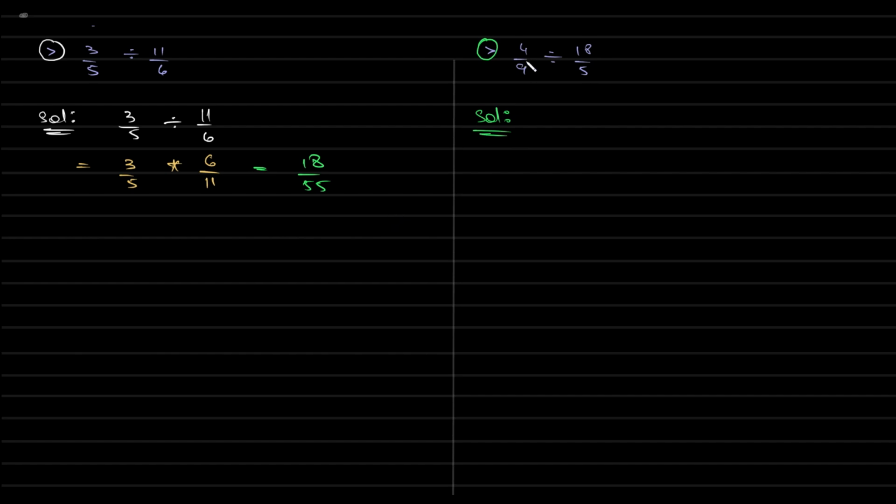Next question. Here too, if you feel like dividing 9 and 18, don't do that. We can't actually divide 18 by 5. So 4 by 9, we'll just copy. This we need to change. And this we need to take the multiplicative inverse of. So 5 by 18. Here too, there's nothing to cancel, and we end up with 20 by 18 times 9.